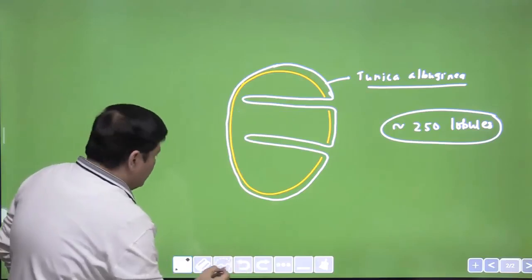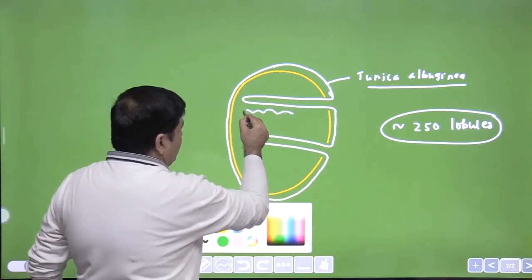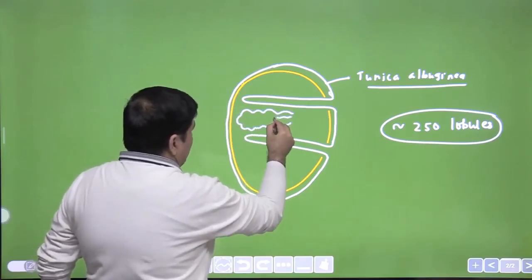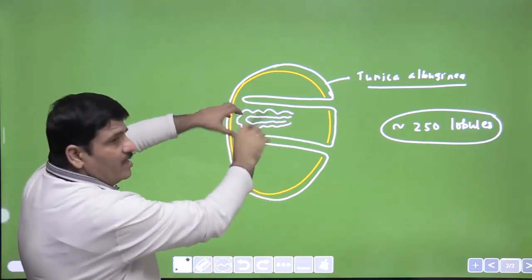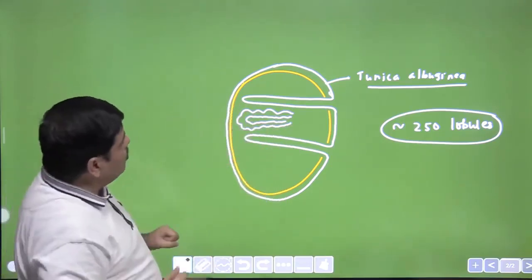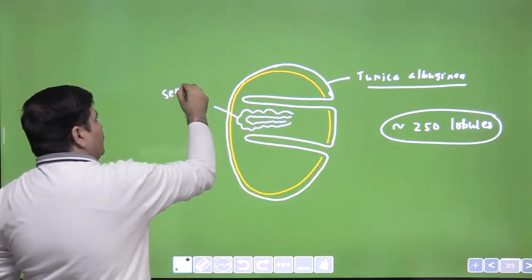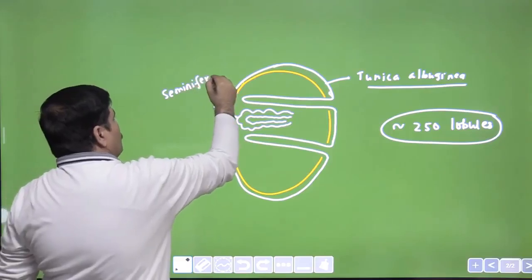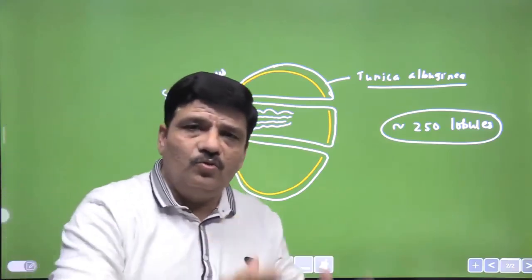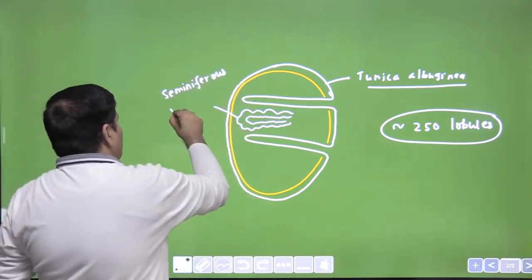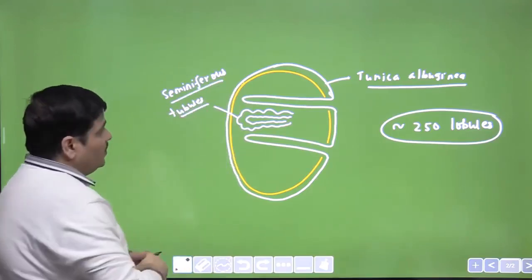Let us take a different color just to differentiate this. We will say that it is very coiled, and it is something like this. So they can be 1 to 3, and obviously they will be very intertwined with each other. This highly coiled structure is called a seminiferous tubule. So we are saying around 250 lobules, and in each lobule 1 to 3 seminiferous tubules. This is a small diameter tube, and hence is called the seminiferous tubule.